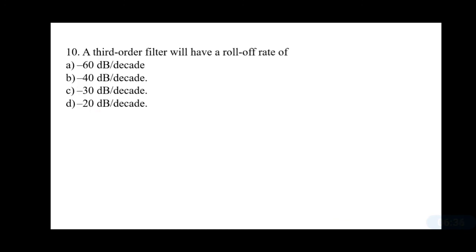Next question, last question. A third order filter will have a roll-off rate of... The first order filter is minus 20 dB per decade, second order is minus 40 dB per decade, and third order is minus 60 dB per decade. The correct option is A. Minus 60 dB per decade is the roll-off rate of a third order filter.